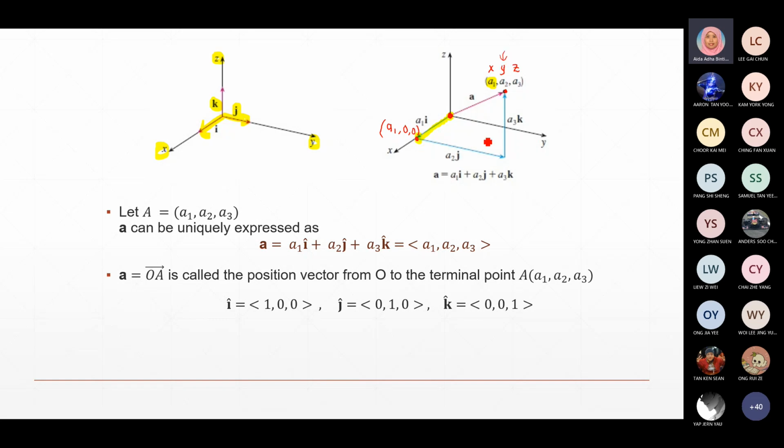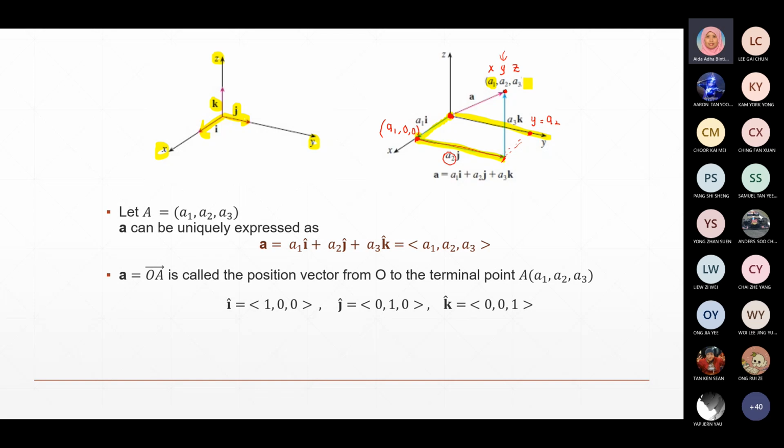You can see A2 should be here. From the origin to the point A2 is the y coordinate, A2. The magnitude from here to here is A2, and this line follows the direction of the y-axis.